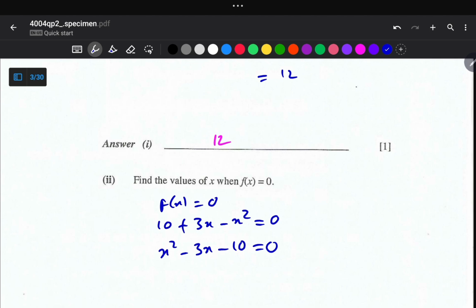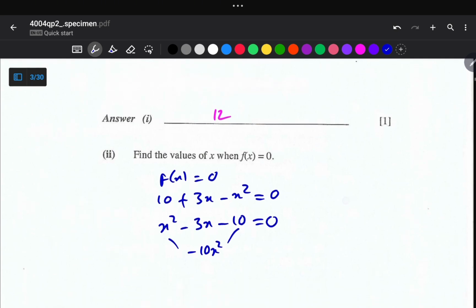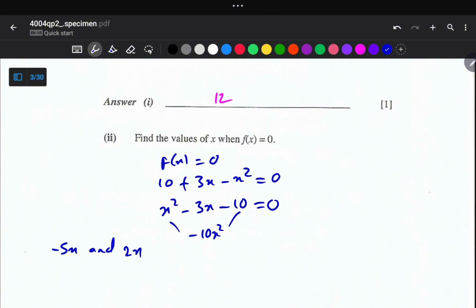So here we can now use our formula to say we want two numbers that multiply to give us -10, and if we add these two numbers, we are going to get -3x. So what are these two numbers? -5x and 2x. If we add 2x to -5x, it gives us -3x, and -5x multiplied by 2x gives us -10x squared. So we can substitute -5x plus 2x for -3x. So it is now x squared minus 5x plus 2x minus 10 being equal to 0.